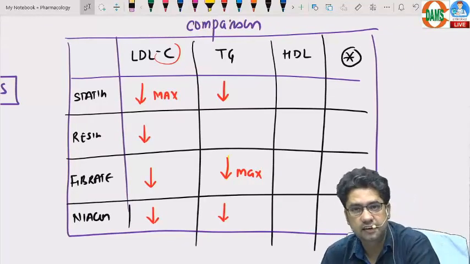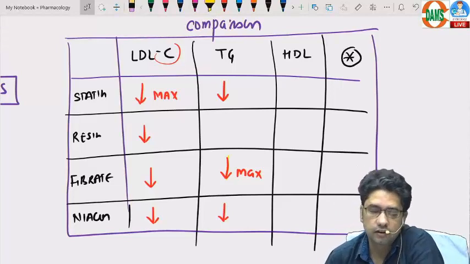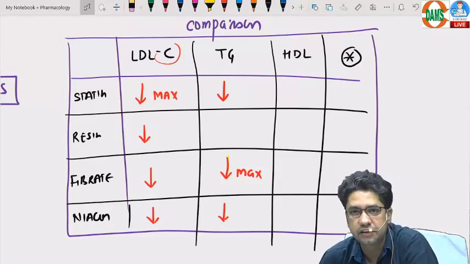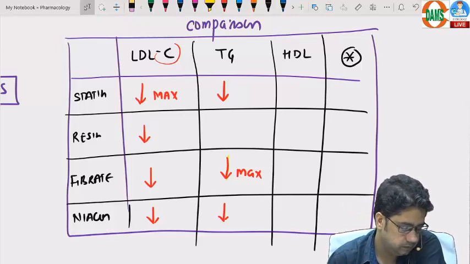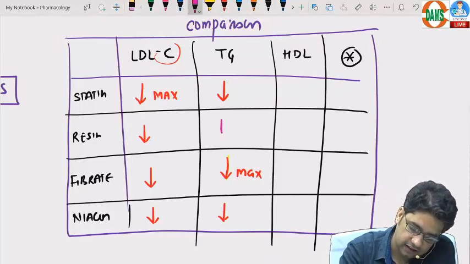Maximum triglyceride decrease is by fibrates. That is why fibrates were the drug of choice for hypertriglyceridemia. Okay. Next point. Resins, they increase triglyceride level. Bad.